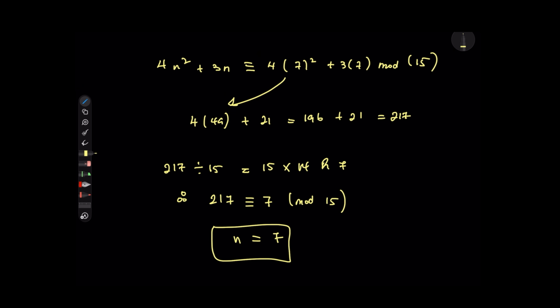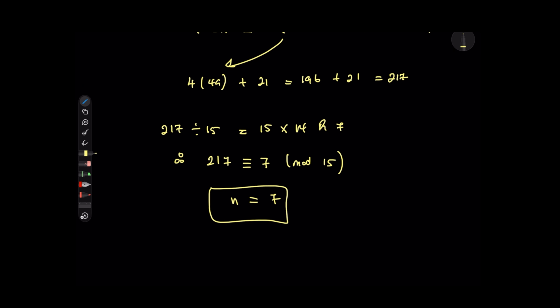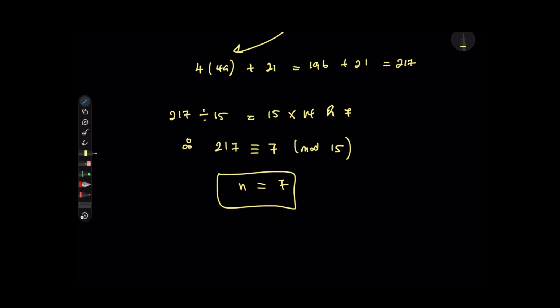Now it just so happened that the question had us replace n in this form of the definition with 7, and the remainder happened to be 7 as well. This is just a coincidence. It doesn't always happen like this.